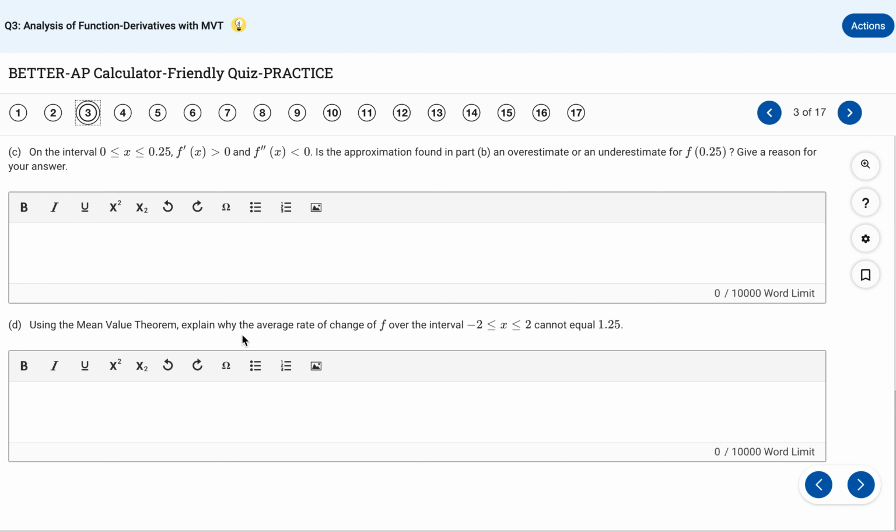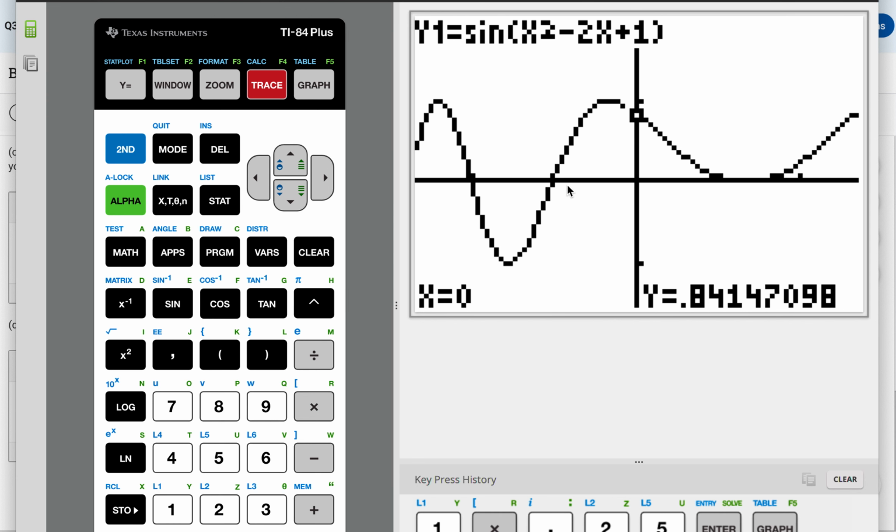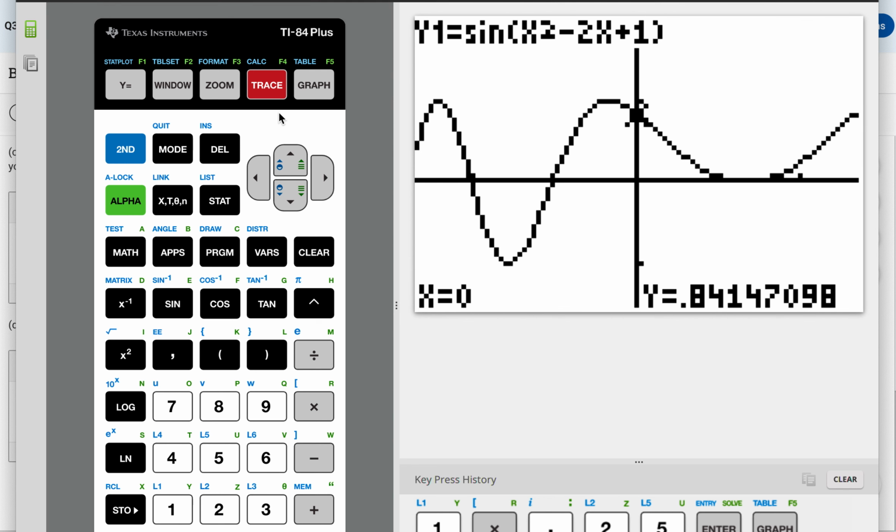Then using the mean value theorem, explain why the average rate of change of f over that interval cannot be 1.25. And that's because if you go back to the graph and look, it's a sine function, and sine functions here can never be more than 1. So it could never be 1.25. And that has to do with the range of the sine function.